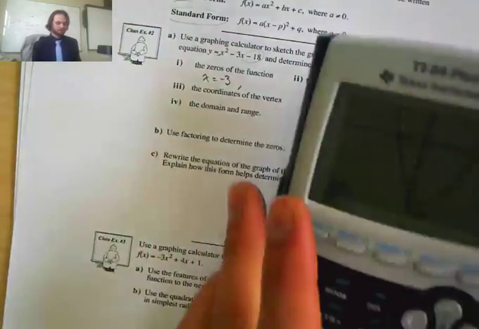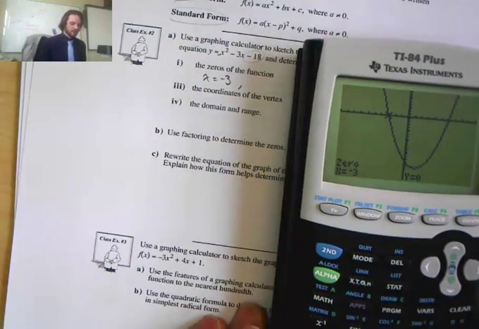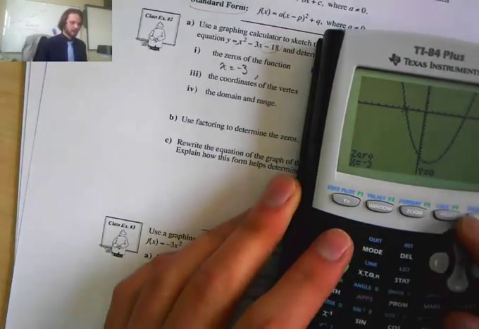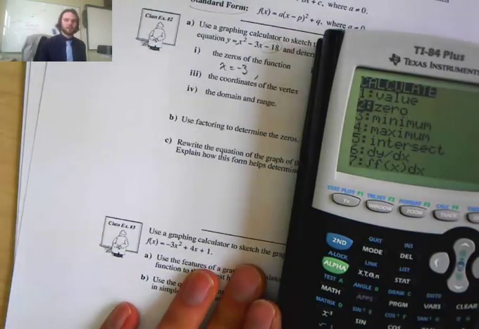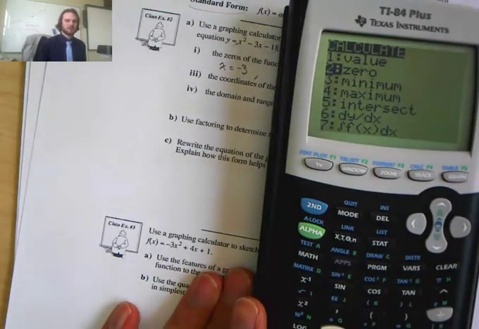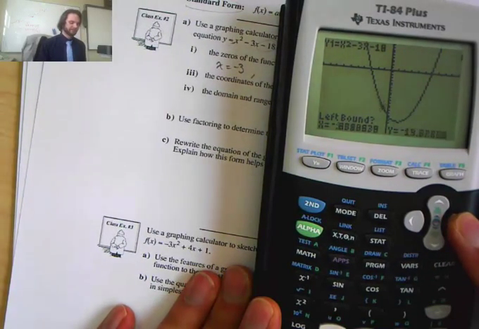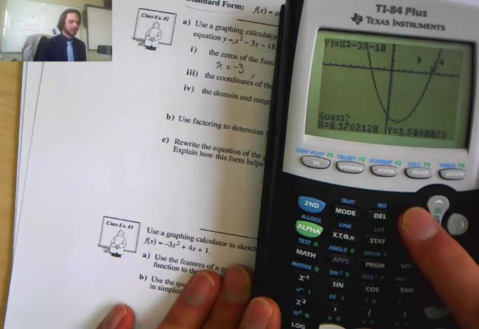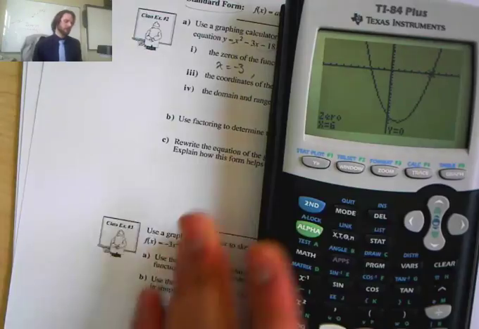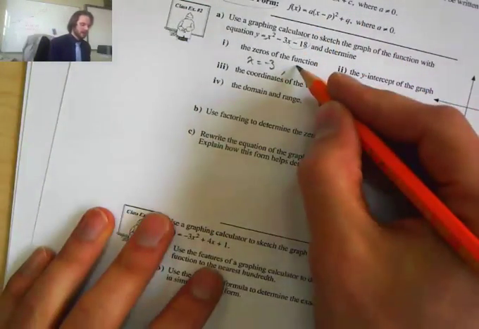What's another one? Well, let's find my other 0. I'm going to calculate the other 0. So I push second, trace, 0, go all the way over. Go right there, enter. So that's left bound. Now we need to go right bound, so right of the intersection, there. And my guess is right there. So I get 6. So we have -3 and 6.